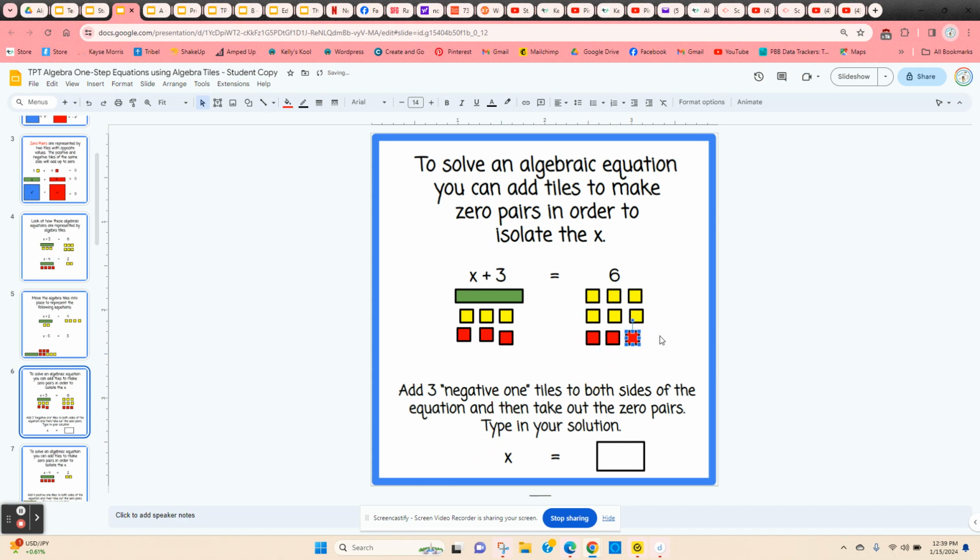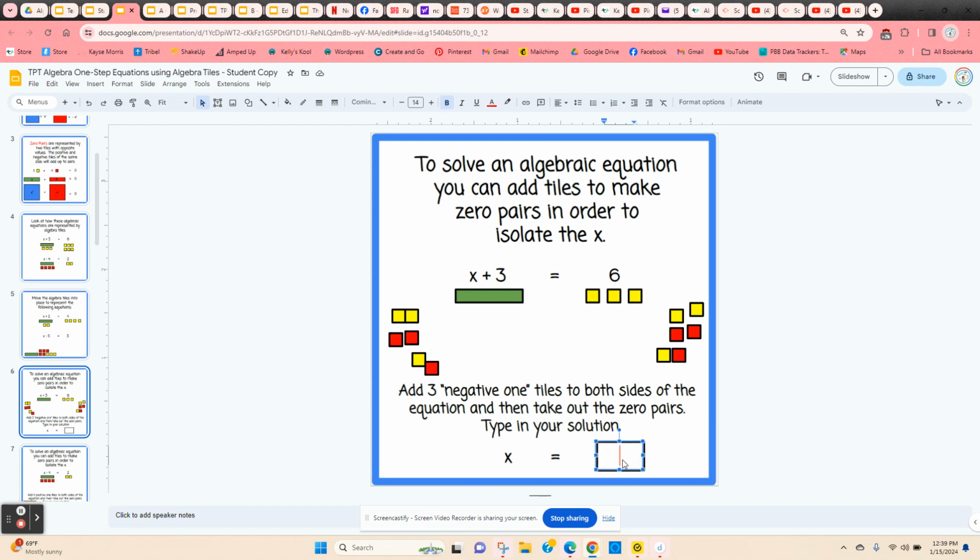And then if they take out the zero pairs, they're just going to move the zero pairs to the side. And they'll see what's left. So now they've done that on the right hand side. They're going to move all of these zero pairs, one red and one yellow, over here to the left. And then what's left is x, this green bar, x equals 3. So they can just type in the 3 at the bottom.